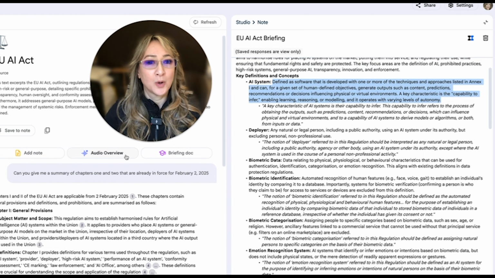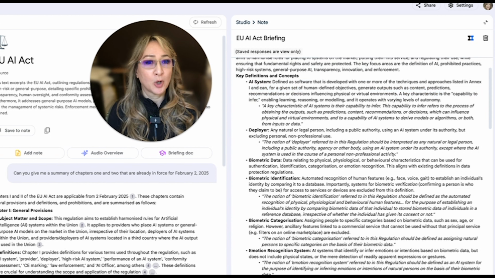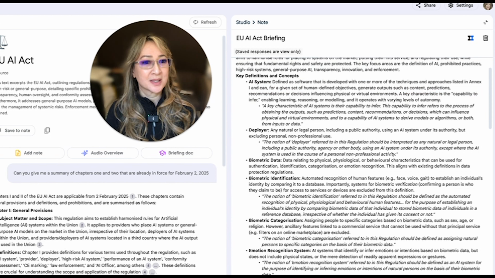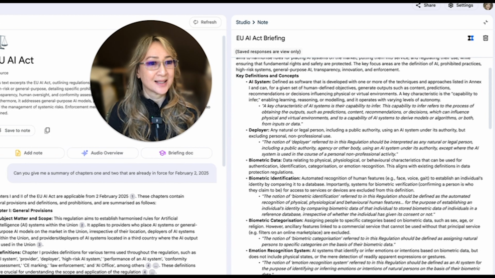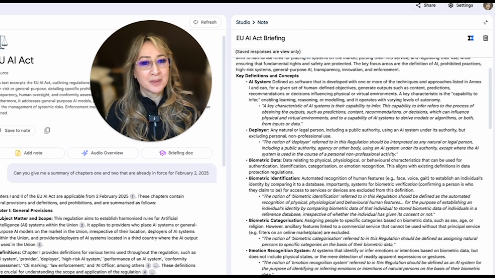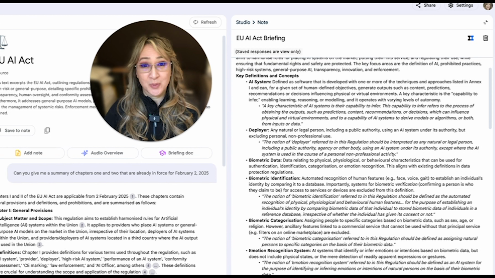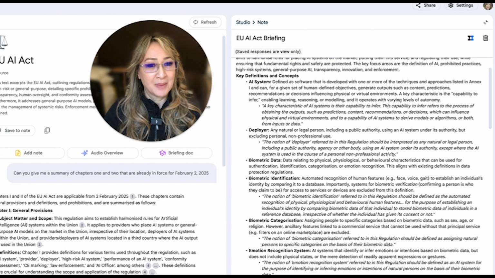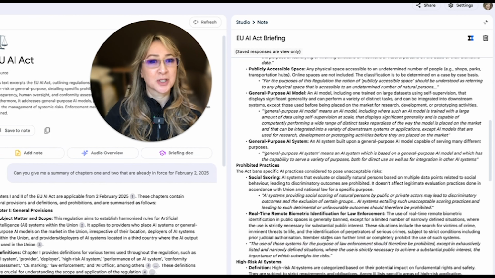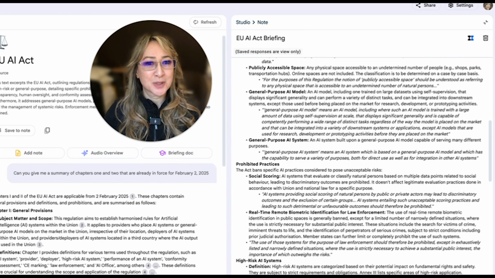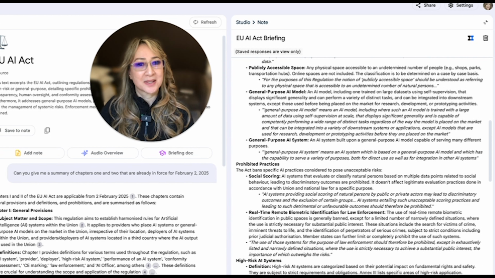And then, of course, they give a definition of the deployer. Any natural or legal person, including public authority, using an AI system under its authority, but excluding personal, non-professional use. So that includes educational institutions and all schools, of course. And they define biometric data, which we'll see the importance of a little bit later, biometric identification, biometric categorization, emotion recognition system, and let me just scroll down here, publicly accessible space, general purpose AI system.